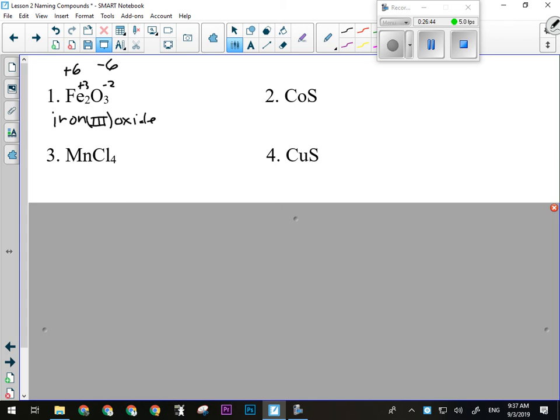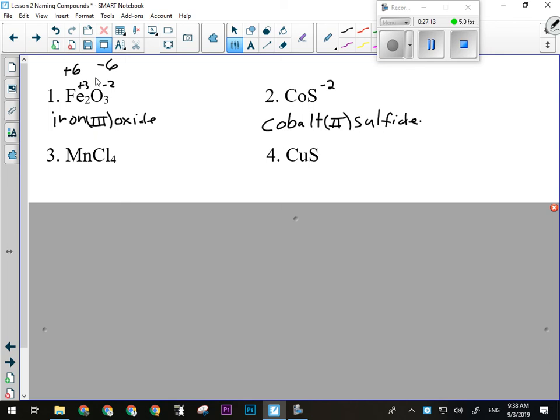All right. On this one here, I've got cobalt and sulfur. Sulfur is always a -2. The 2 possible charges for cobalt are 2 and 3. So which cobalt is this? 2. Okay. So this will be cobalt, Roman numeral 2, sulfide. Everybody okay with how we did that one?